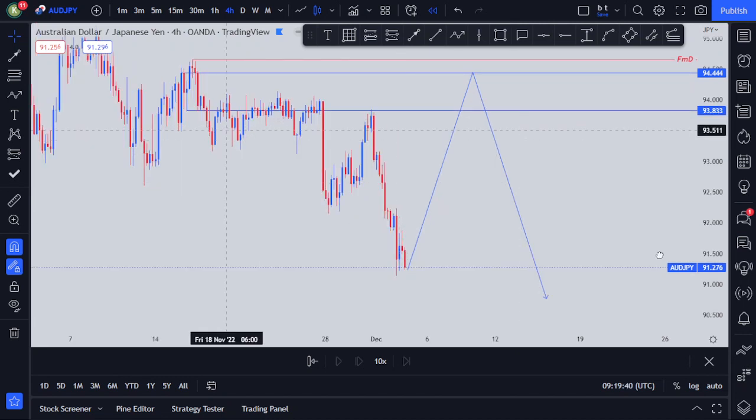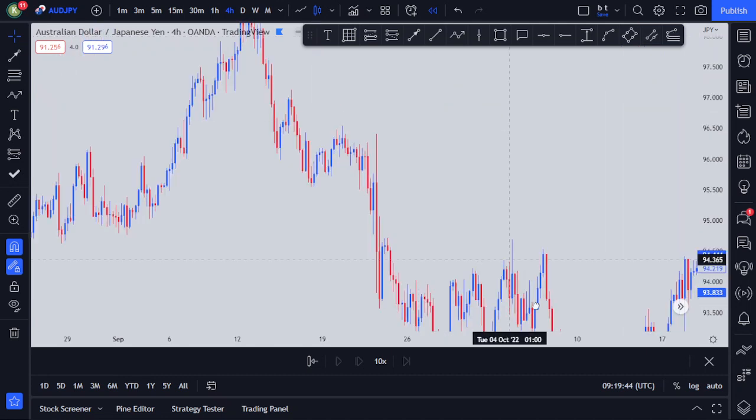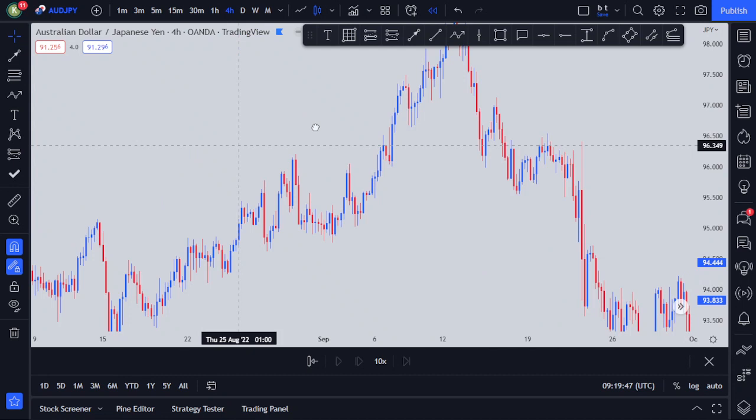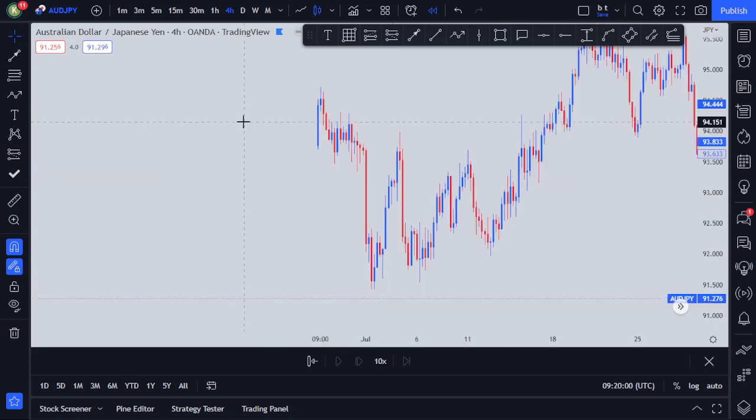So let's look for more examples with you guys before we go to the bearish side.